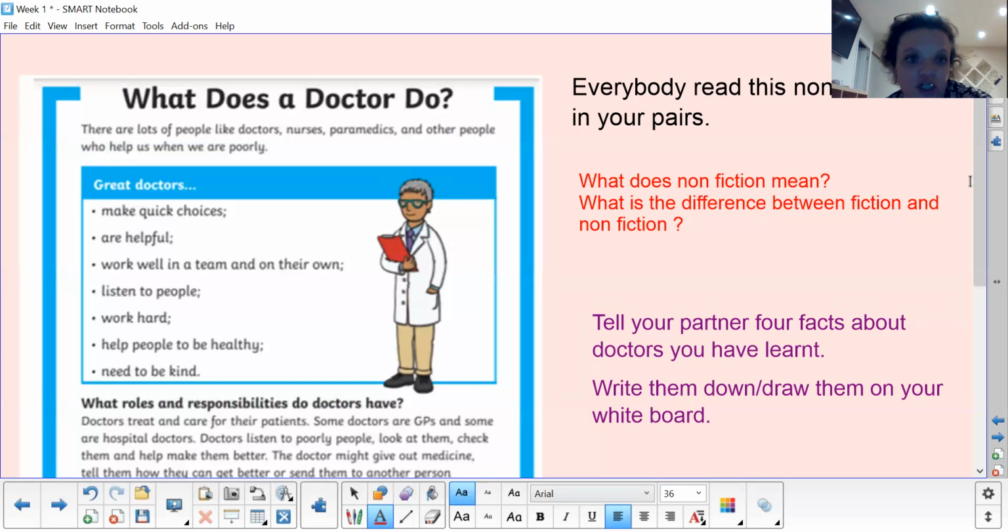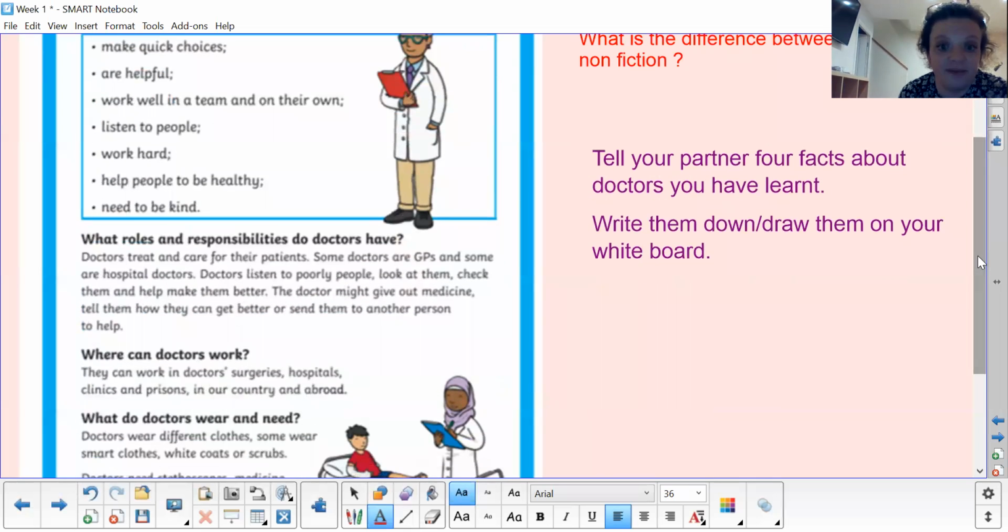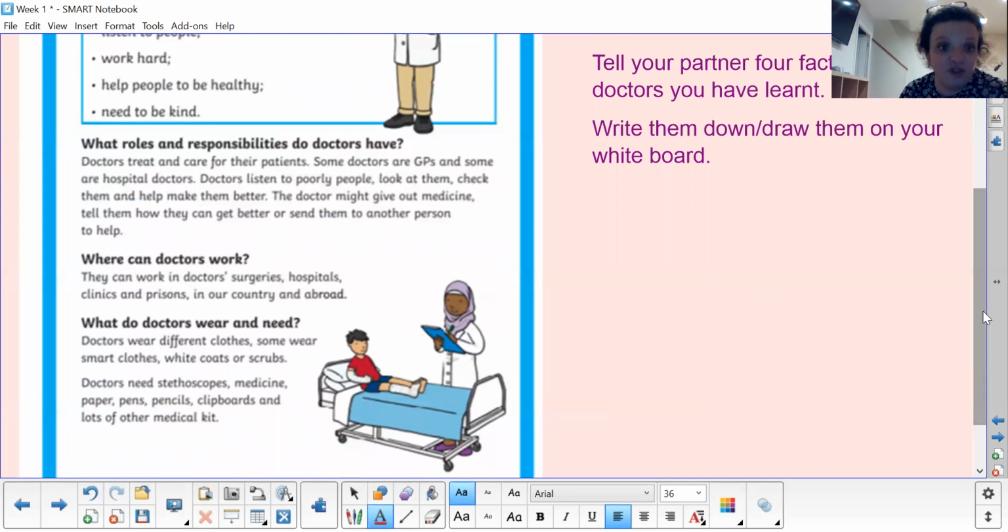So what does a doctor do? There are lots of people like doctors, nurses, paramedics, and other people who help us when we are poorly. Great doctors make quick choices, are helpful, work well in a team and on their own, listen to people, work hard, help people to be healthy, need to be kind. What roles and responsibilities do doctors have? Doctors treat and care for their patients. Some doctors are GPs and some are hospital doctors. Doctors listen to poorly people, look at them, check them, and help make them better. The doctor might give out medicine, tell them how they can get better, or send them to another person to help. Where can doctors work? They can work in doctors' surgeries, hospitals, clinics, and prisons, in our country and abroad.